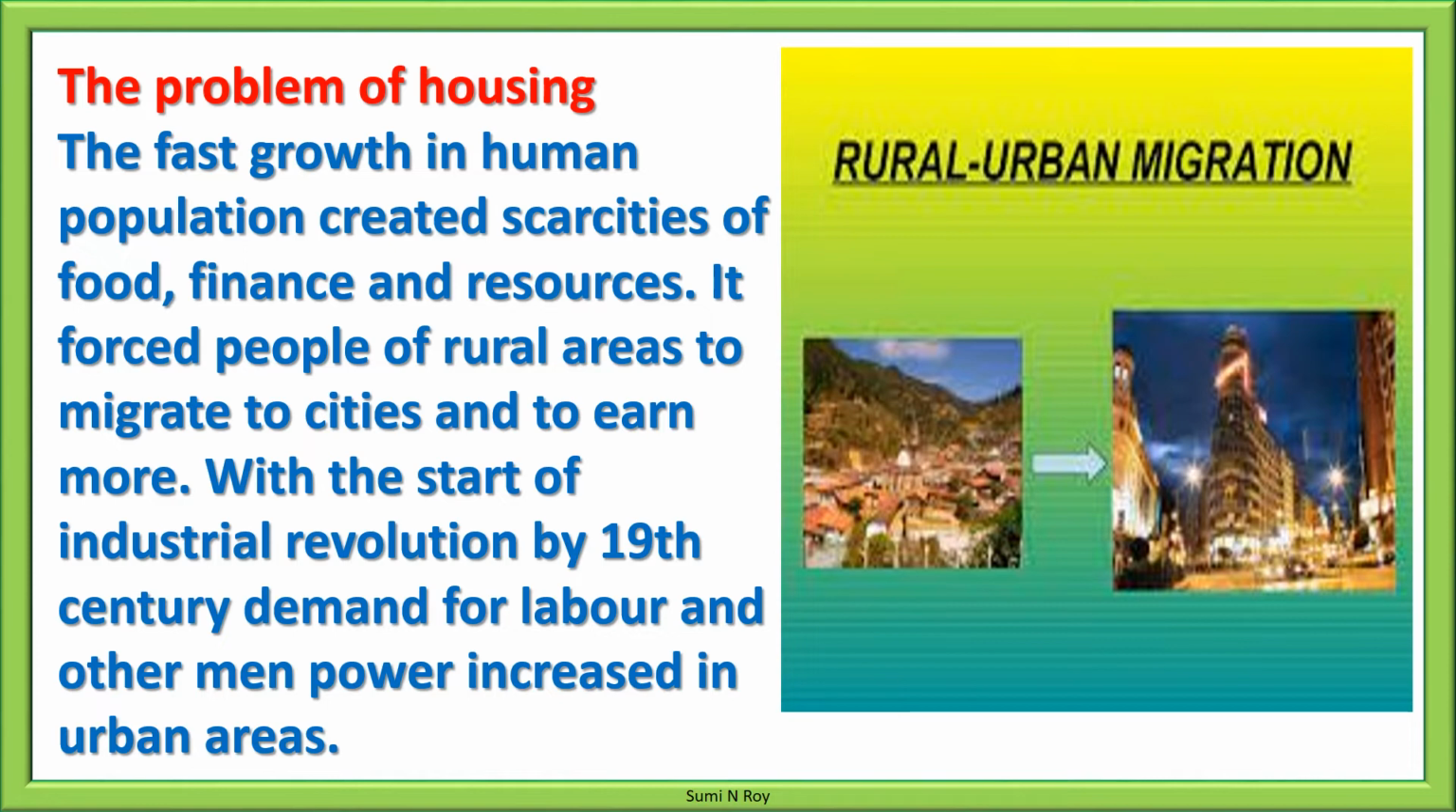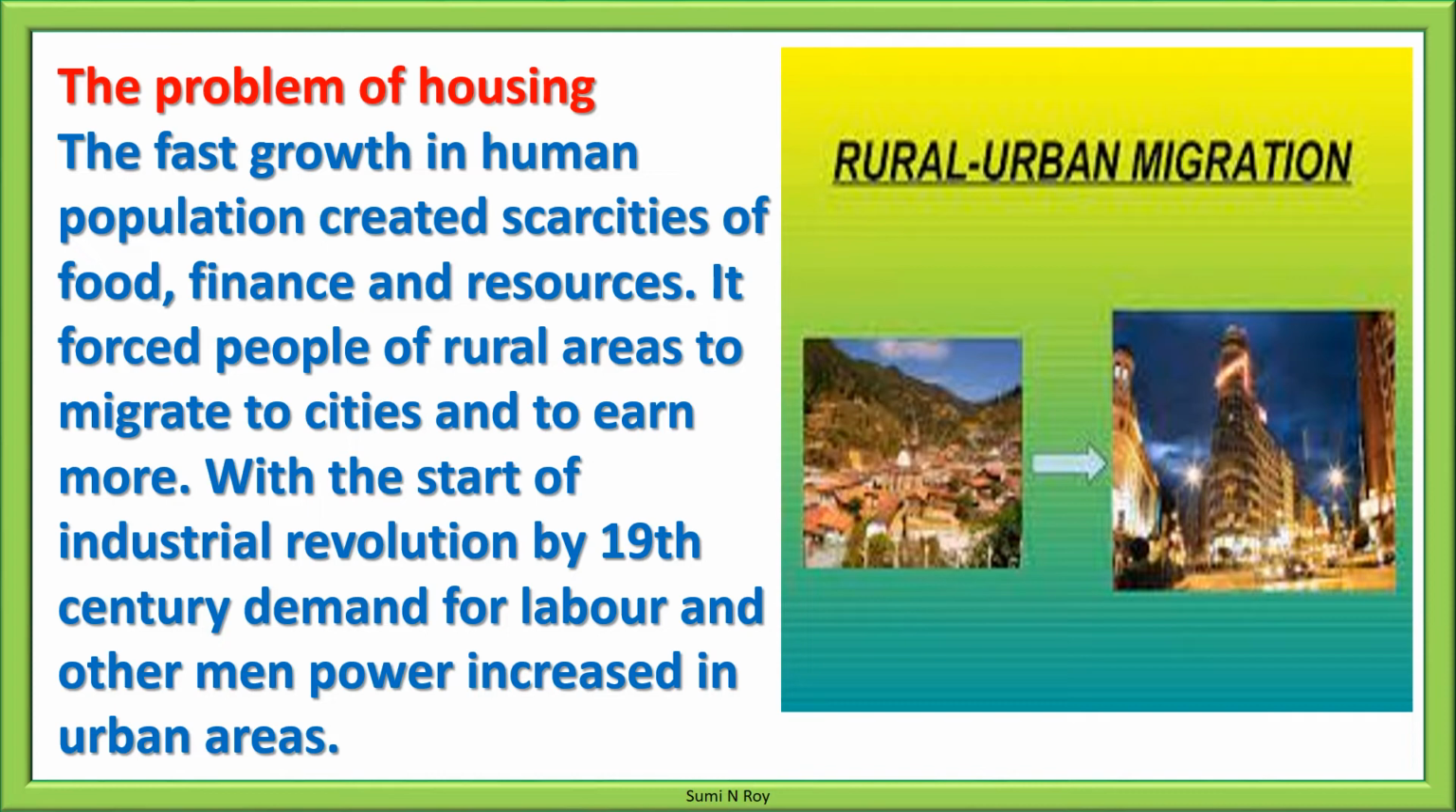Now, let us discuss some problems of housing due to population growth. The fast growth of human population created scarcity of food, finance, and resources. It forced people of rural areas to migrate to cities to earn more. With the start of industrial revolution by 19th century, demand for labor and other manpower increased in urban areas. Hence, people in large numbers moved towards cities, leaving their basic work of farming and producing food.